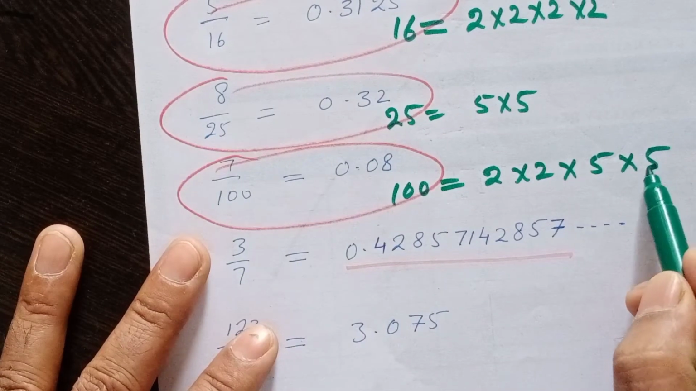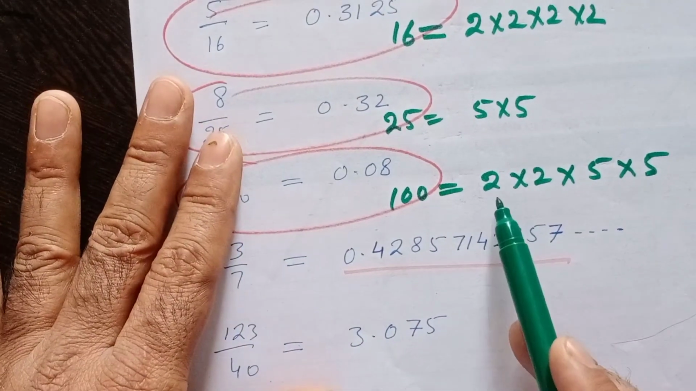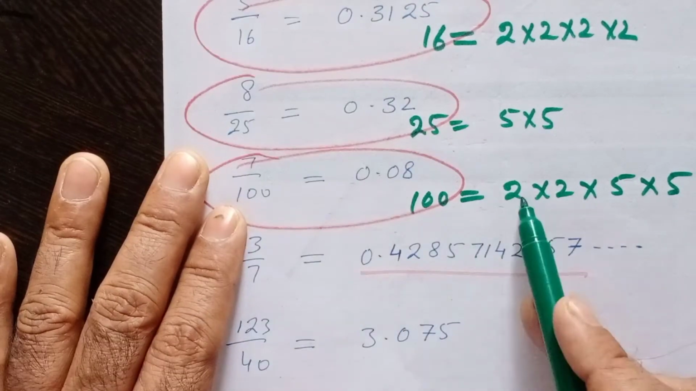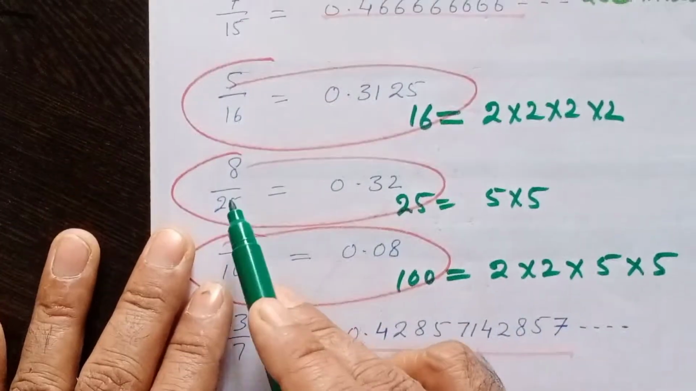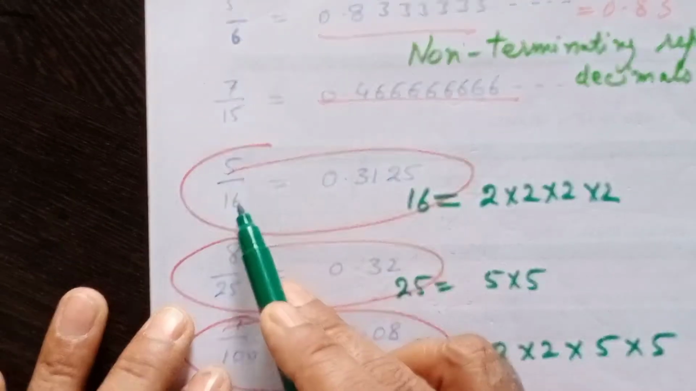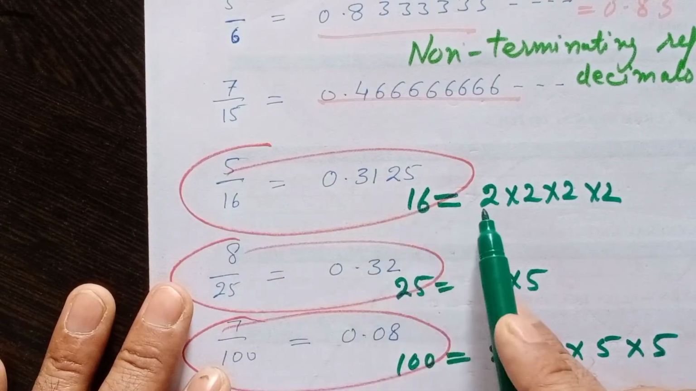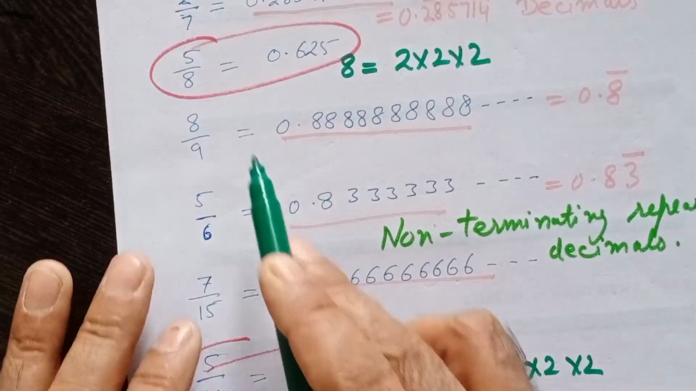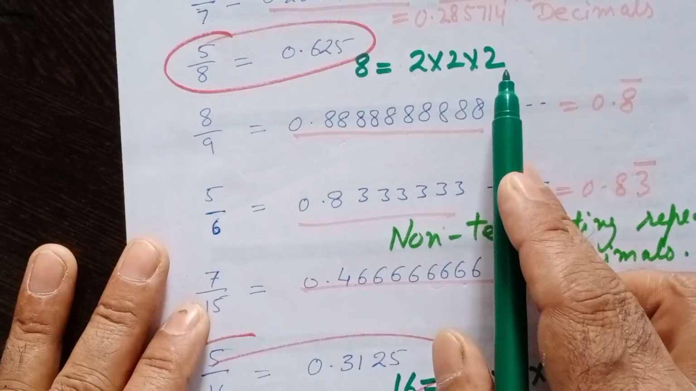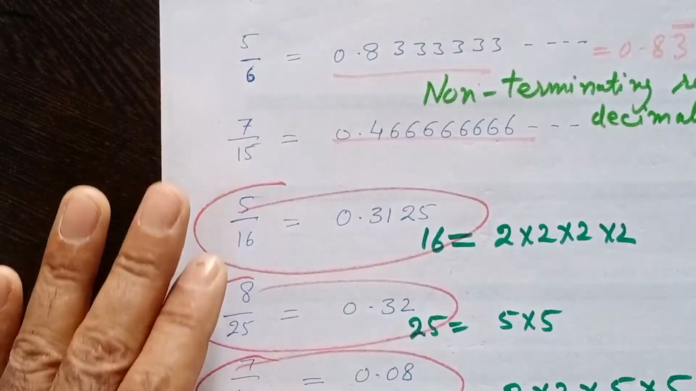So what is special? See here, the factors of the denominator are 2 and 5 only. Here the factors of the denominator are 5 only. Here the factors of 16 are 2 only. Here the factors of 8 are 2 only. So this is the special character.